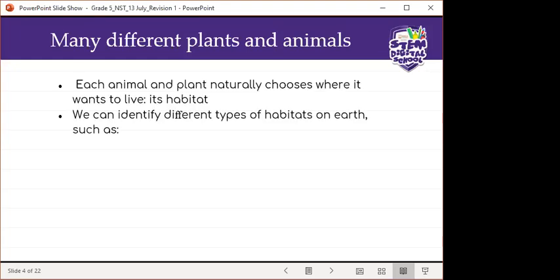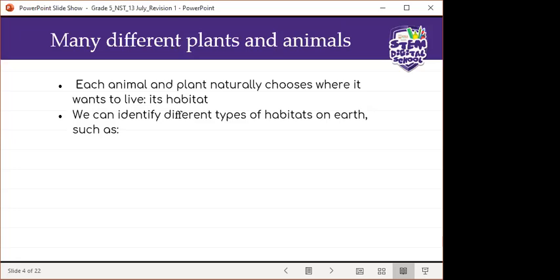Right. So guys, each animal and plant naturally chooses where it wants to live, and we refer to that place where an animal or a plant naturally chooses to live as its habitat. I hope you remember this from class, that a place where an animal or a plant naturally lives is called a habitat.